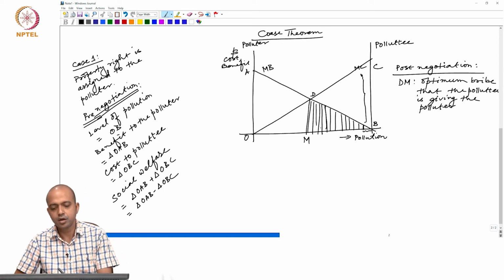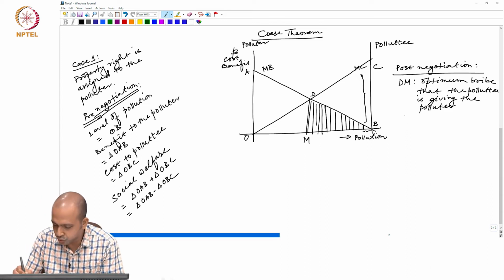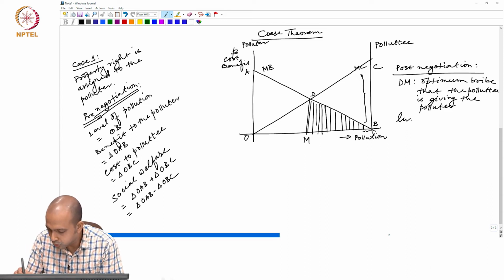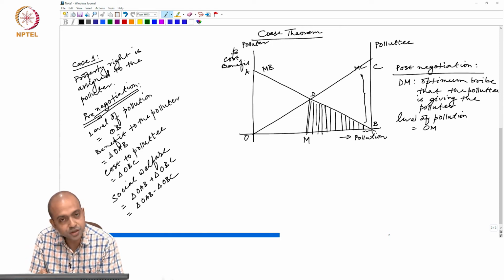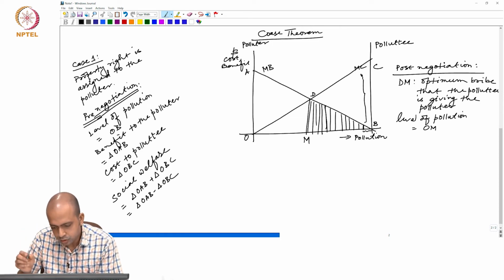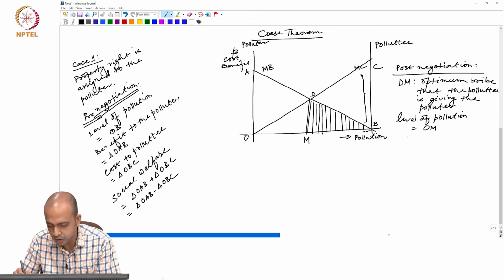Okay. Now, the question is, at post-negotiation, what is the level of pollution? The level of pollution equals OM. The level of pollution is this much. So, it has come down from OB to OM. This is the level of pollution, OM.